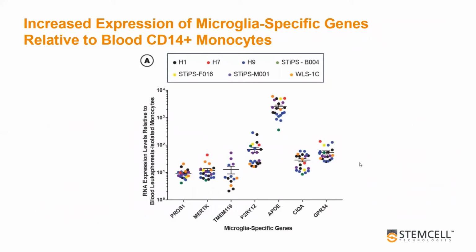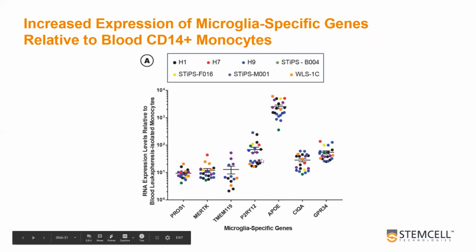We also tested microglia-specific gene expression in our cells. Compared to circulating monocytes, our cells had an increased expression of these 7 markers as shown here.